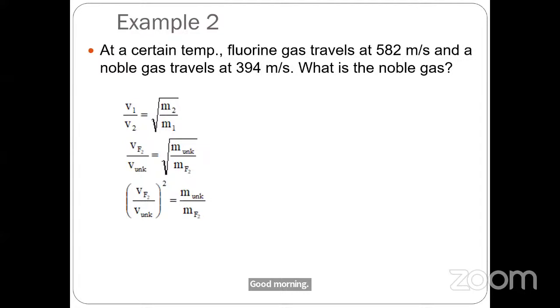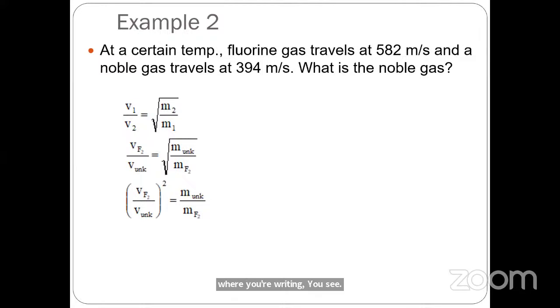The velocity or the speed of chlorine divided by the speed of the unknown will be the square root of the molar mass of the unknown all over the molar mass of chlorine. You can rearrange the formula as you wish. You can put the velocity of the unknown on top and the velocity of chlorine down. Just make sure that when you are writing the molar mass, it is an inverse relationship with the velocity or the speed.